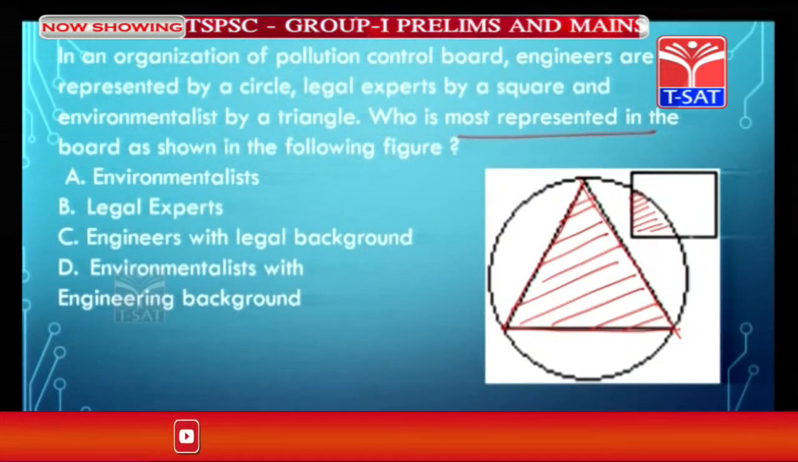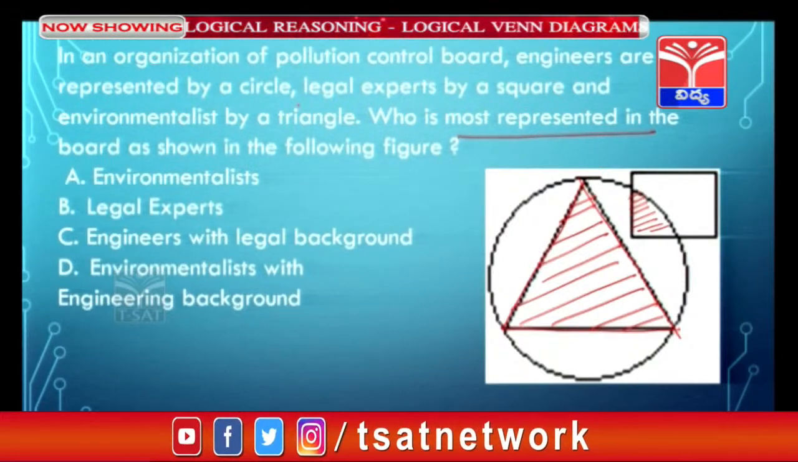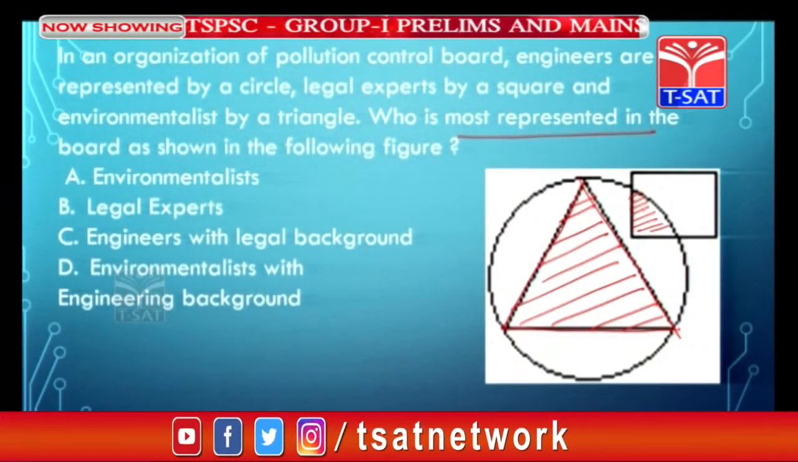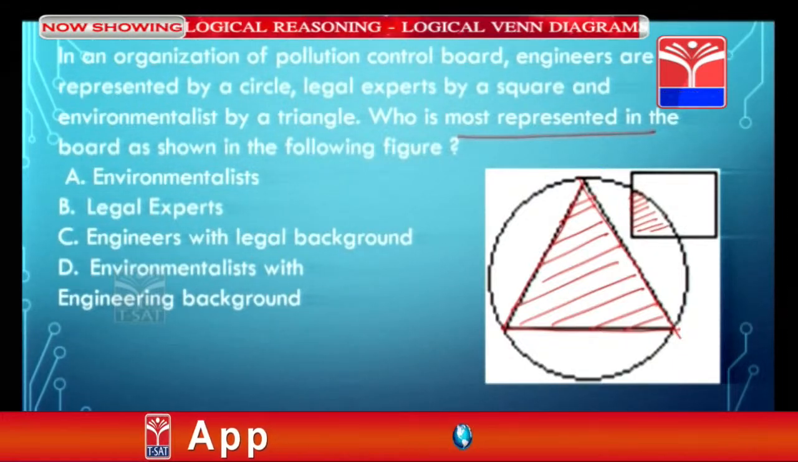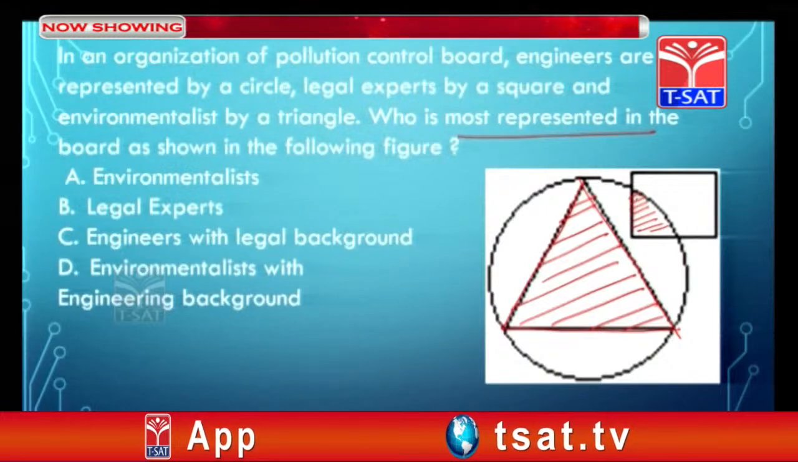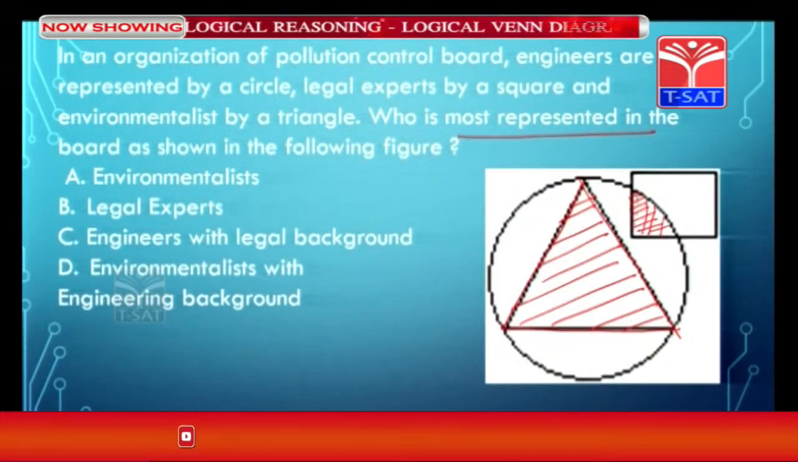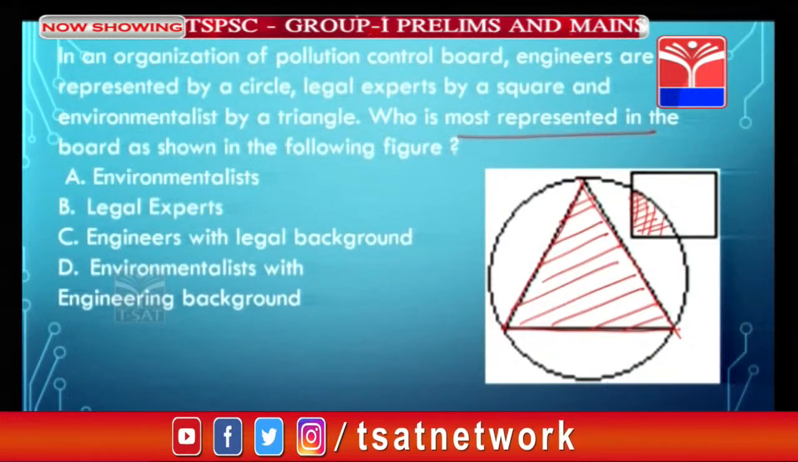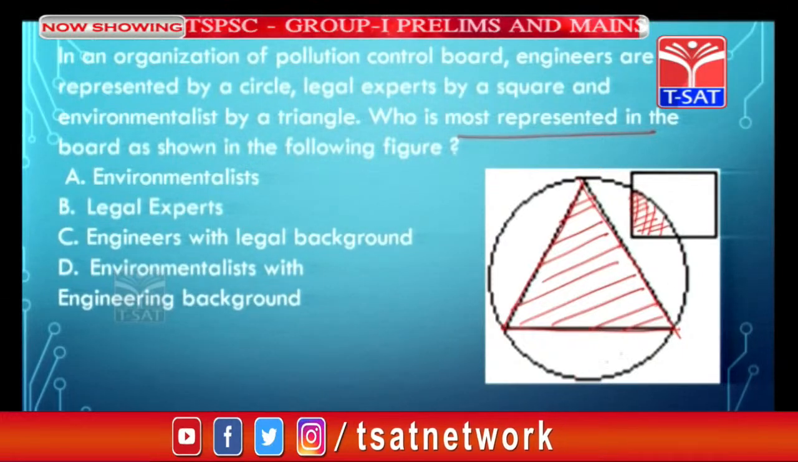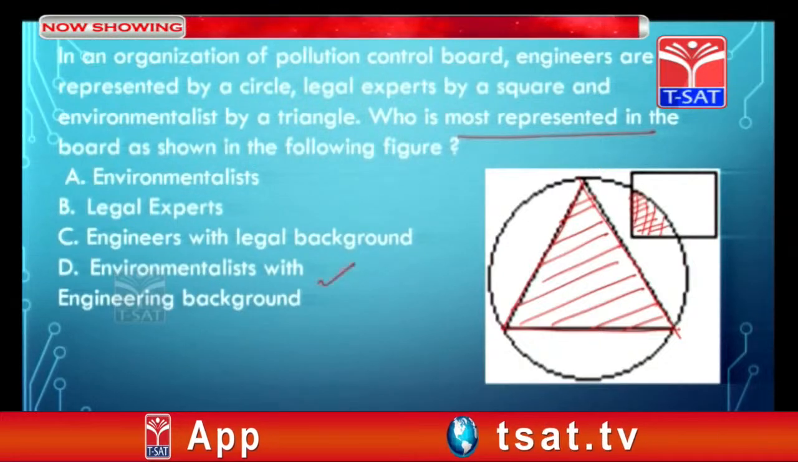What is square here? It is given as legal experts, so this is the engineers with legal background. This represents engineers with the legal background, and this represents engineers with the environment background or environmentalists with engineering background. So, the correct answer is D.